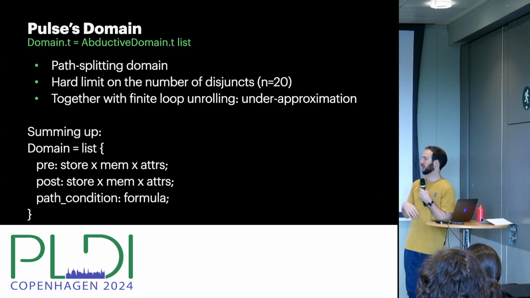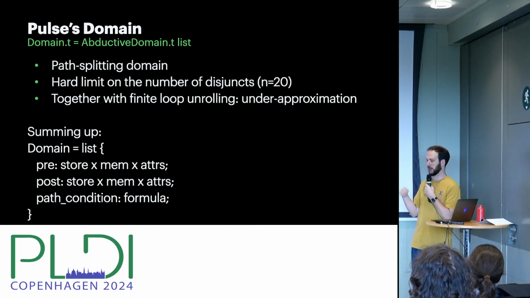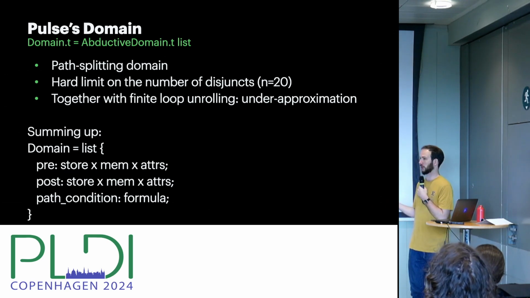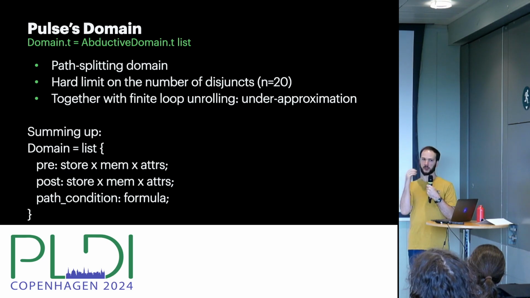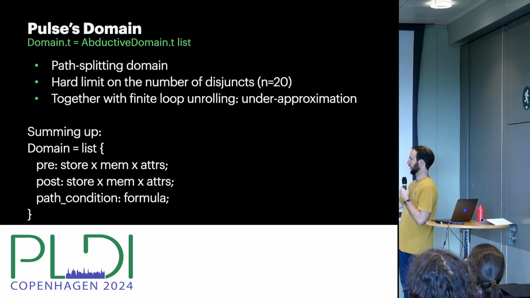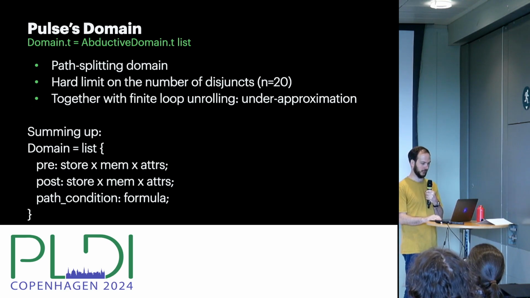Okay. So now we're ready for the Pulse domain. It's a path splitting domain, so it's actually a list of those states. And there's a hard limit on the number of disjuncts we accumulate. And together with finite loop unrolling, this gives us an under-approximating analysis. So it only covers some behaviors of the program, but the ones it covers, we are sure, are true behaviors. And so summing up, the domain is a list of pres and posts and a formula, and each pre and post has some model of the memory. And this is actually also a simplification, but by and large, it looks like this. All right.